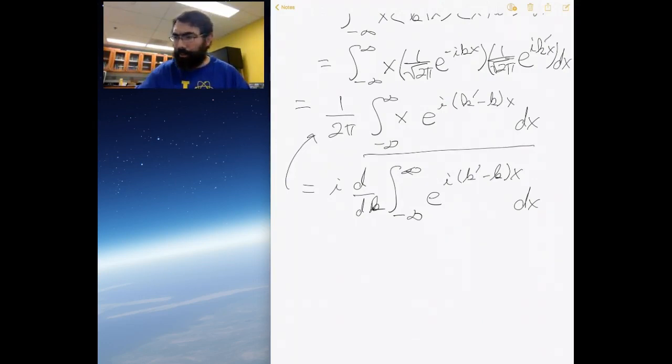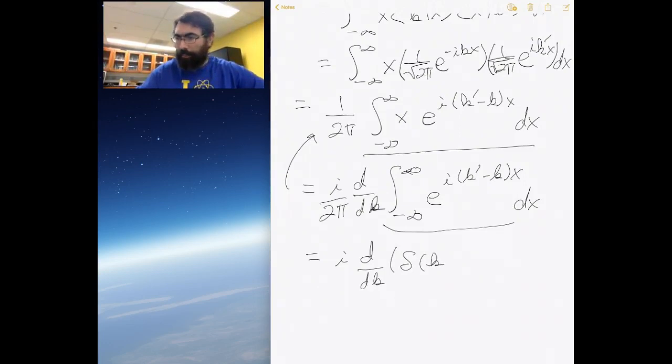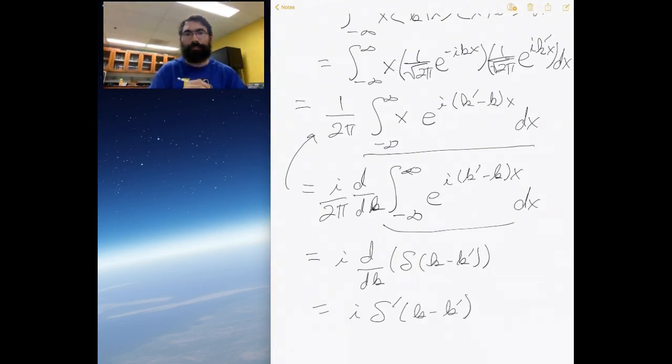And so when I do that, oh, I'm sorry, I left out a factor of 1 over 2 pi. But the factor of 1 over 2 pi times this integral right here is also the Dirac delta function. So I could write this as i, the derivative with respect to k of the Dirac delta function of k minus k prime. Or written another way, i delta prime, which means the derivative with respect to k minus k prime.